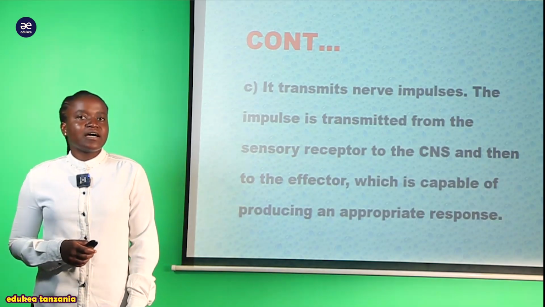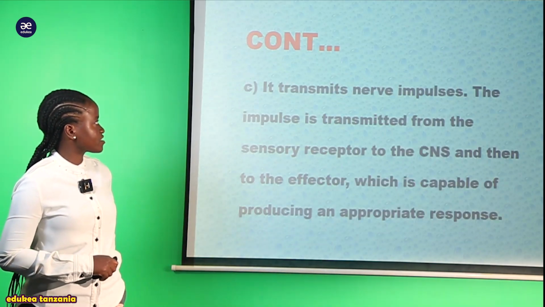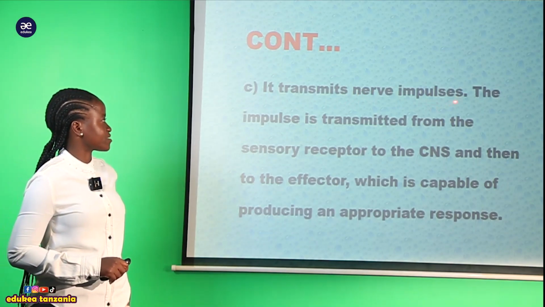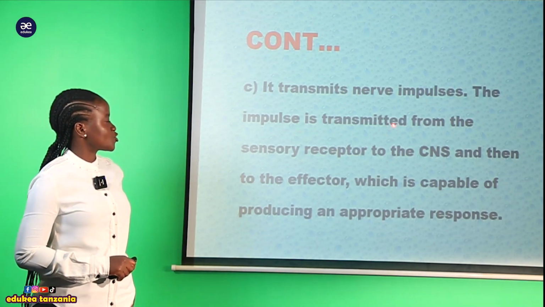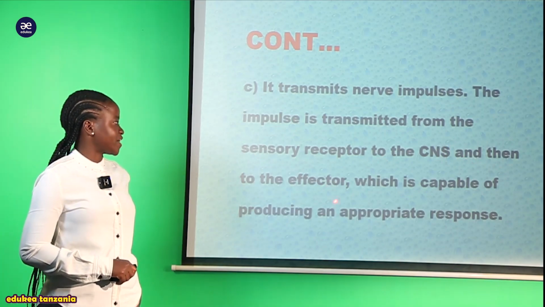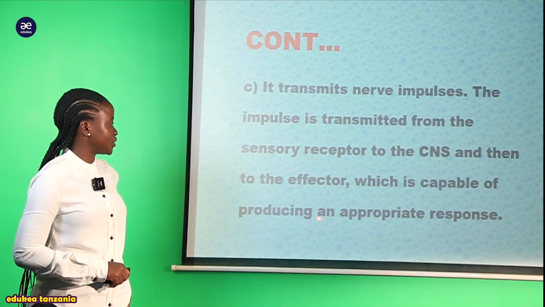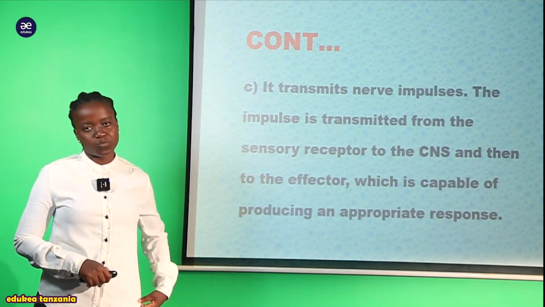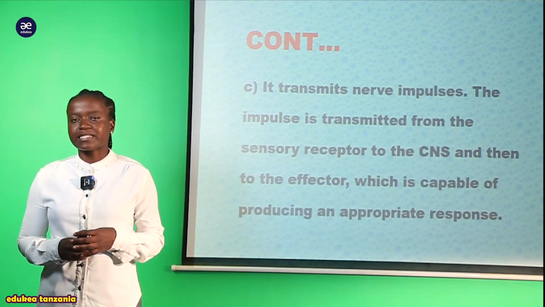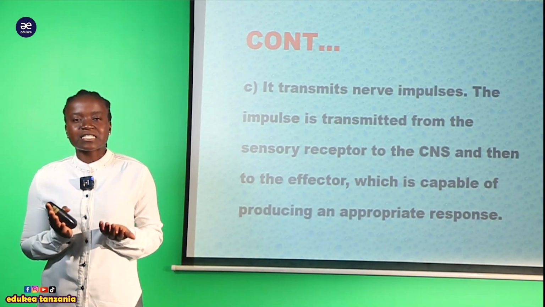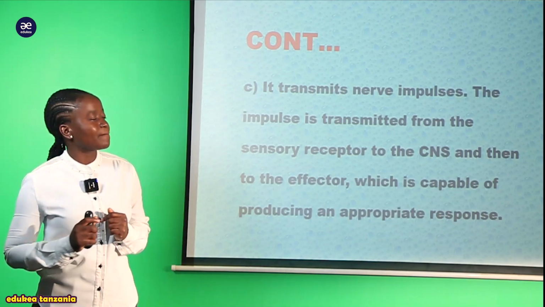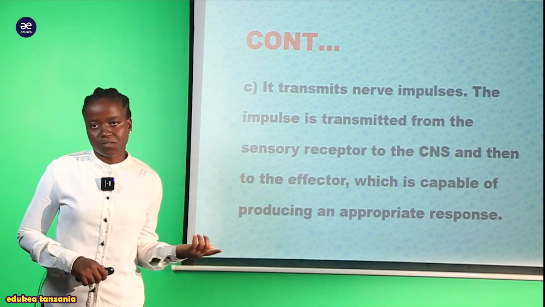And another function of the nervous system, we can say that it transmits the nervous impulse. The impulse is transmitted from the sensory receptor to the central nervous system and then to the effector, which is capable of producing an appropriate response. So baada ya transduction of the impulse now, tunasema kwamba ile impulse itabe transmitted, itasafirishwa moja kwa moja kwenda kwenye structure ambayo inaitwa central nervous system.